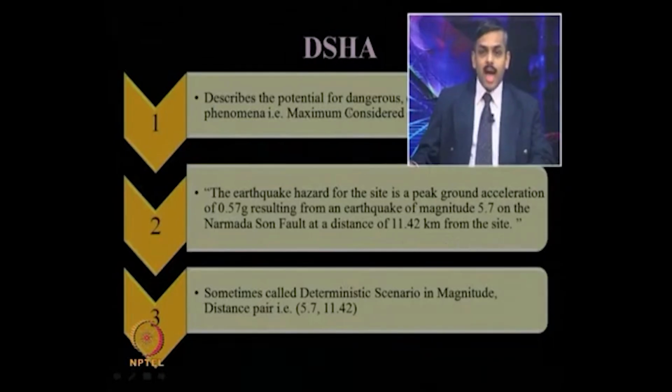So, in other words, as we mentioned, the final result of the deterministic scenario is sometimes given as a magnitude and distance pair in this form, that is 5.7 and 11.42. That shows that the maximum magnitude is going to occur at a site which is located 11.42 kilometer from the Narmada Son fault. This is just for one particular site, remember.